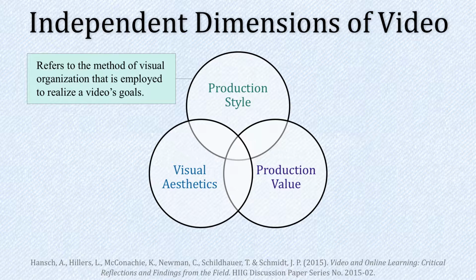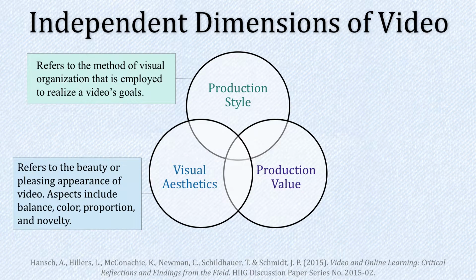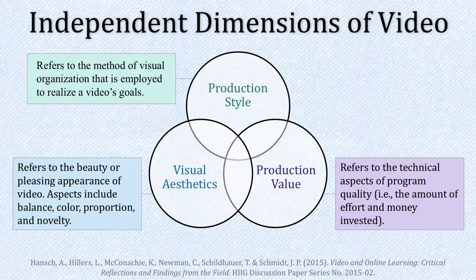Now, importantly, production style is different than visual aesthetics and production value. Visual aesthetics refers to the design of the video, its beauty and appearance. It focuses on aspects such as balance, color, proportion, and novelty. So you could imagine two videos that use the same production style, say an animation, that have very different visual aesthetics. And a third important element is production value.